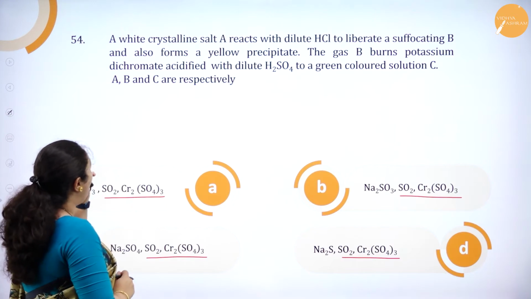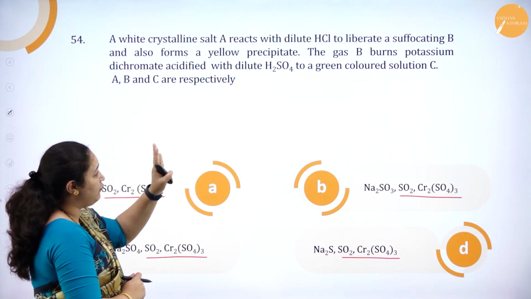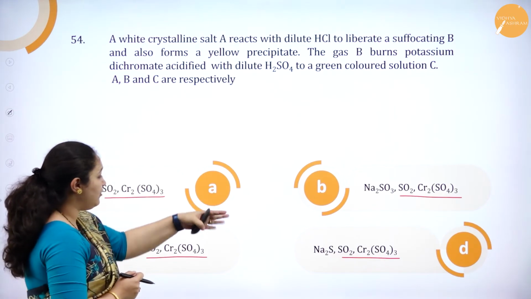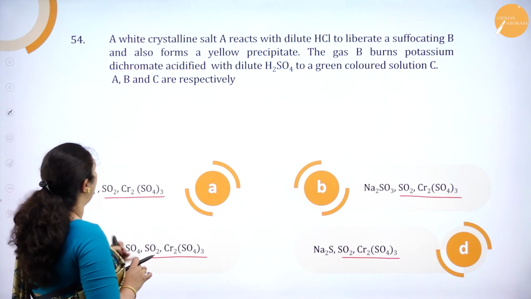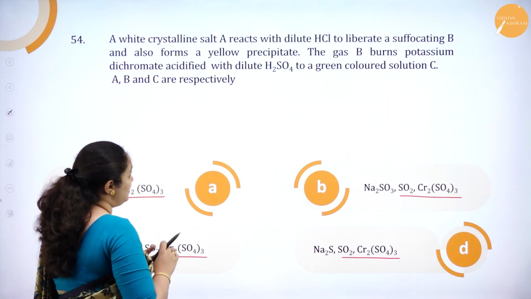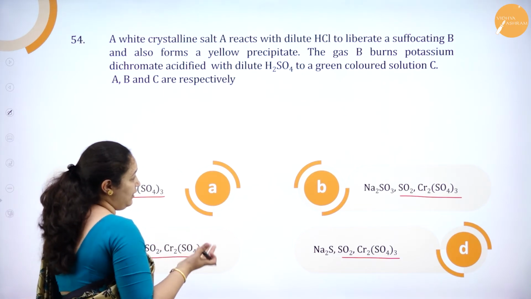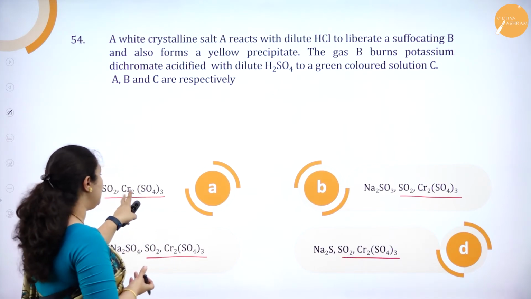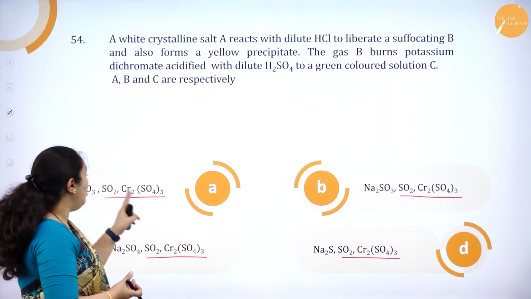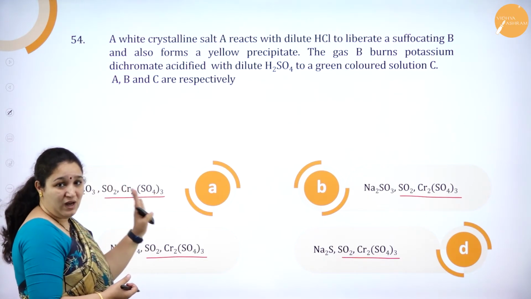We know that a white crystalline salt A reacts with dilute HCl to liberate a suffocating gas B. So B, we know it is sulfur dioxide gas because all of them have the same answer. Okay, and also forms a yellow precipitate. The gas B turns acidified potassium dichromate to green color to give C, that is Cr2(SO4)3, which is actually green color. So we know what is B and C. Now we have to get to the answer.